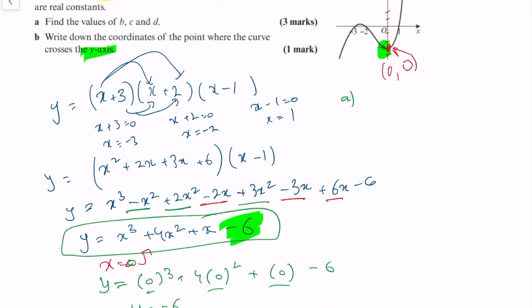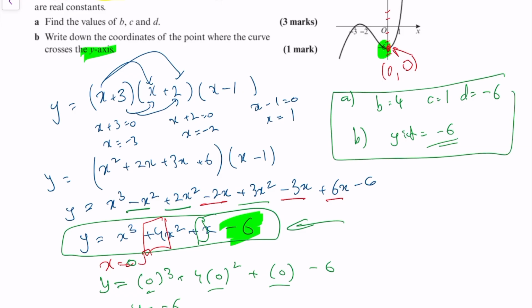So for the answer for part A, we need to find the values of b, c, and d, which are going to be from the equation we found right over here. So the value of b is the one next to the x squared term. So that b value is going to be 4. The c value is the next one over here, which is going to be 1. And the d value is obviously going to be -6. And for part B, where they ask for the intercept of the y-axis, that would be equal to -6, same as the d value. So this is what you would write in for the answer.